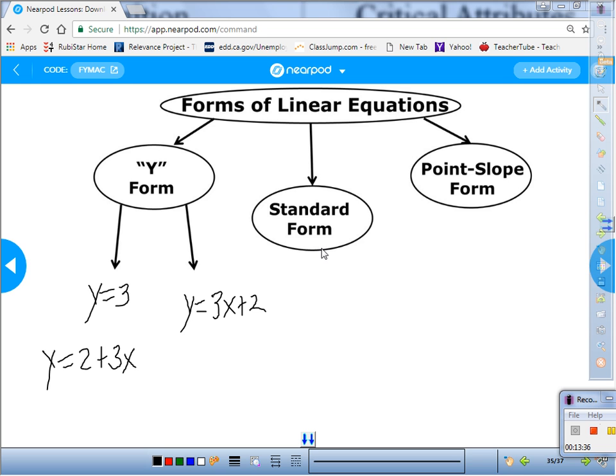Do we know what a standard form equation looks like? ax plus by equals c. Or it could be written like this: c equals ax plus by. As long as the x and the y are on the same side of the equation.